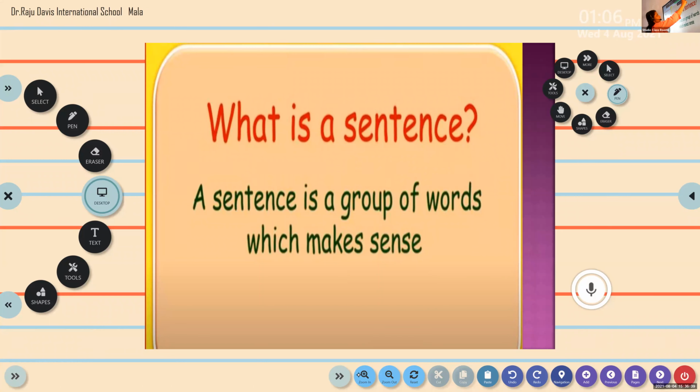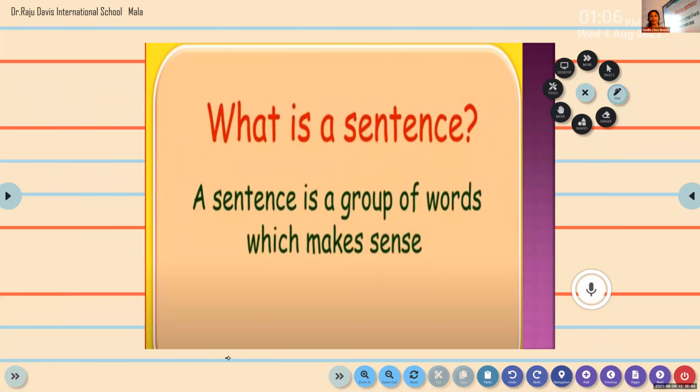All of you, please look at the board. Please keep your pencils down and listen. A sentence is a group of words that makes sense. We know what words are. When the letters are joined together in a proper order, we get a word. Similarly, when the words are joined together in the proper order, which makes sense, it is called a sentence. It should make sense. Only then can we call it a sentence.